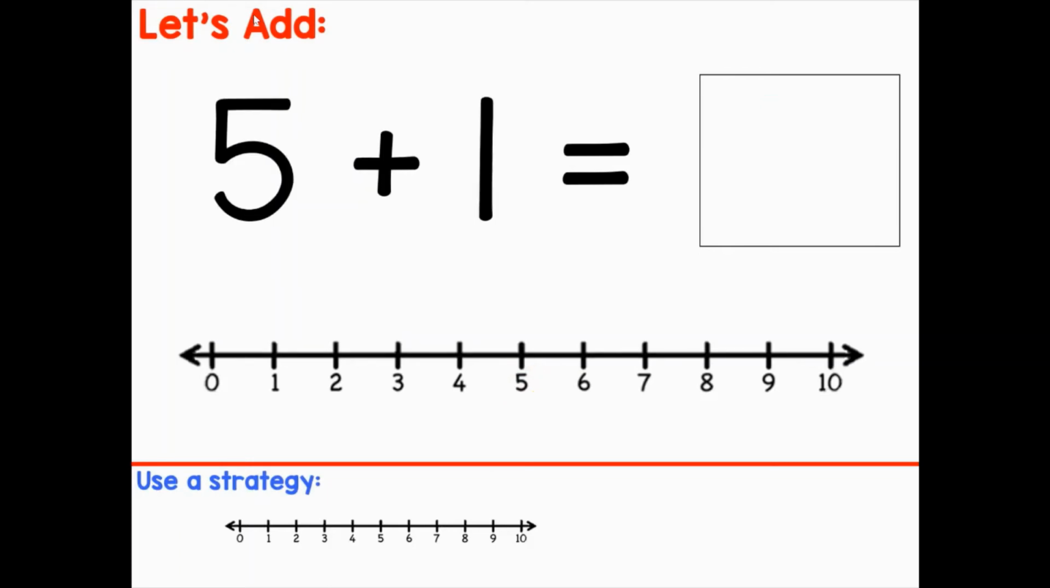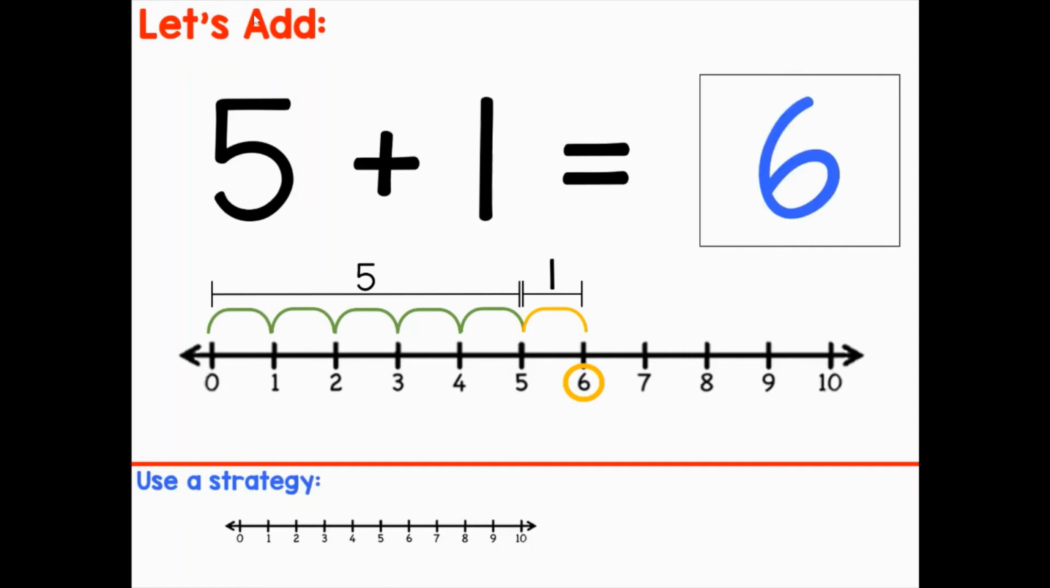How about this one? 5 plus 1. My first number is 5, which means I'm going to make how many hops? 5 hops. Let's jump it. 1, 2, 3, 4, 5. Now I've made 5 jumps. I need to look at my second number. My second number is 1. That means I need to make 1 more hop. And now I've landed on what is my final number? 5 and 1 more, and I landed on 6. You got it. 5 plus 1 equals 6.